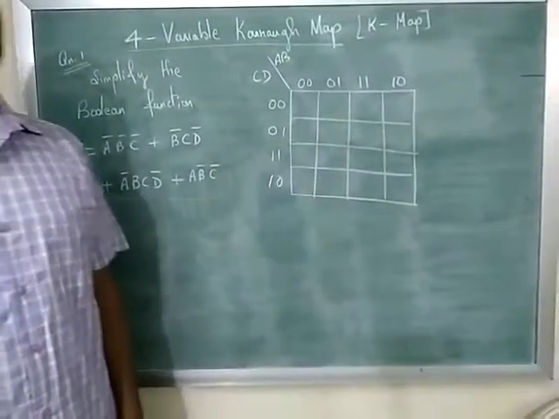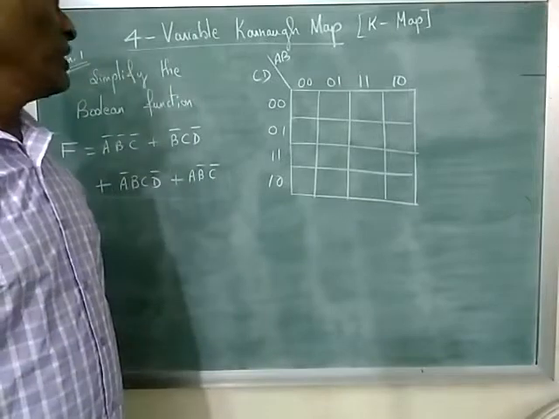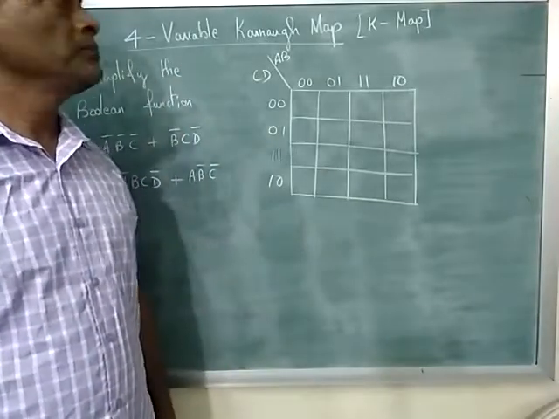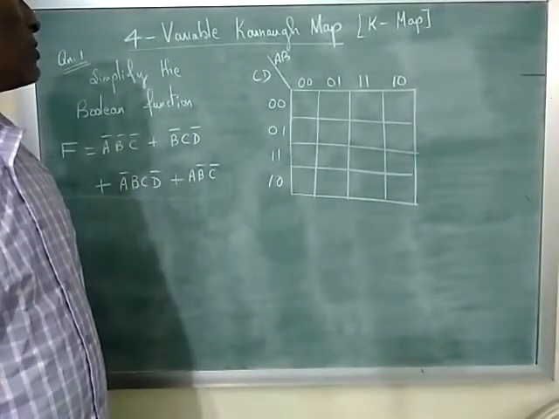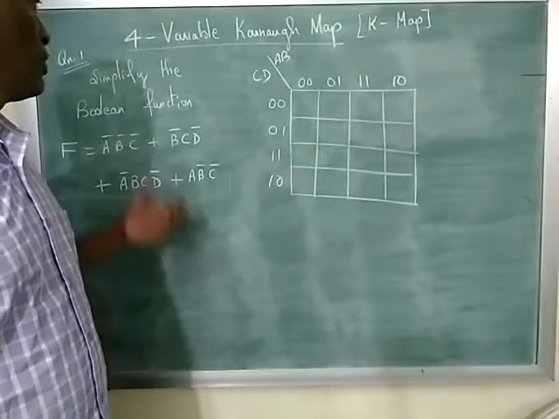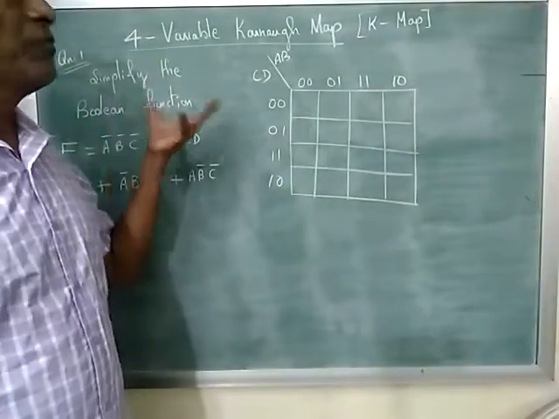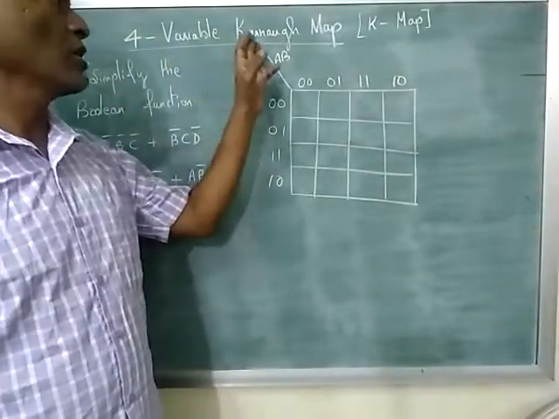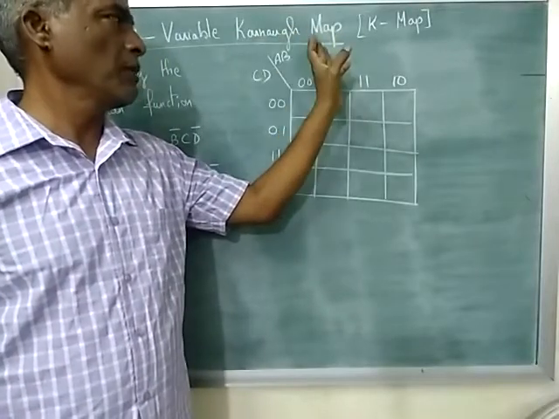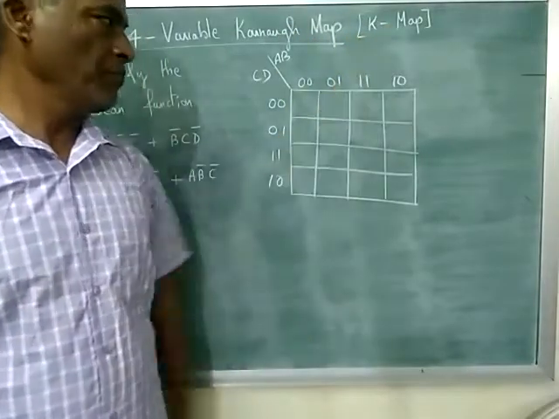So today's topic is, we are going to see one example, a Boolean function. We have to simplify the Boolean function with a 4 variable Karnaugh map. Karnaugh map, in short we call it as K-map.